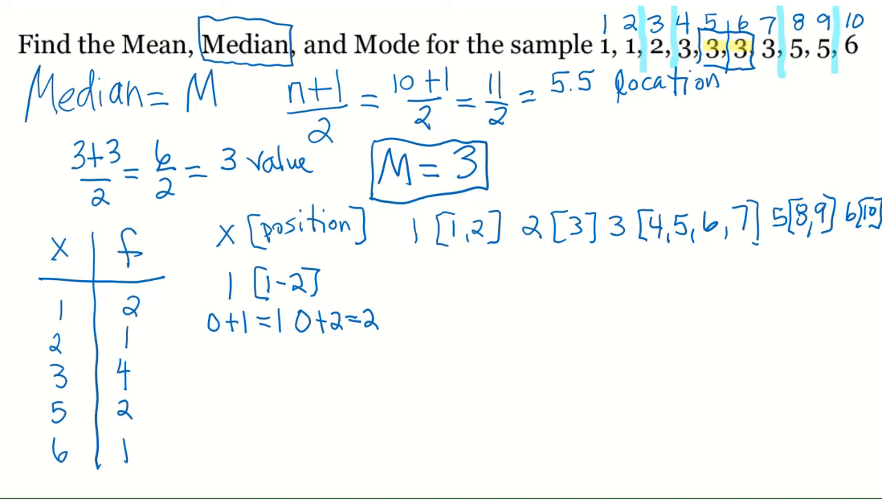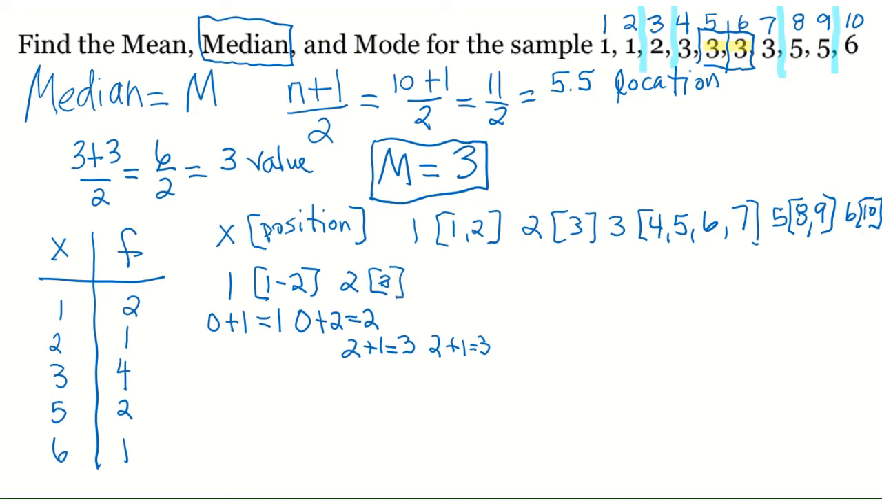Now we're going to look at the x value of 2, and we're going to start where we stopped. So we stopped at the upper boundary of 2. And we're going to add 1 to get the lower boundary. So that's going to be 3. And then to get the upper boundary, I'm going to add the frequency, which is also 1. And that tells me it just has the one value, which is 3.